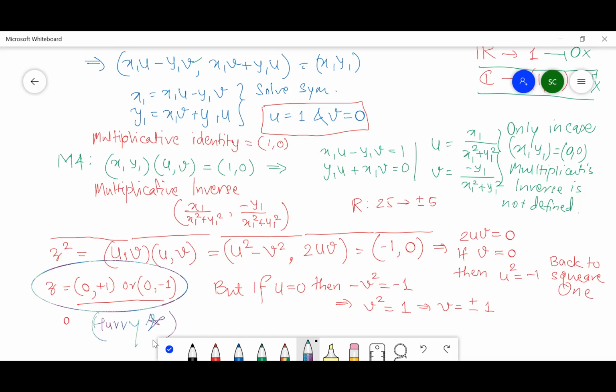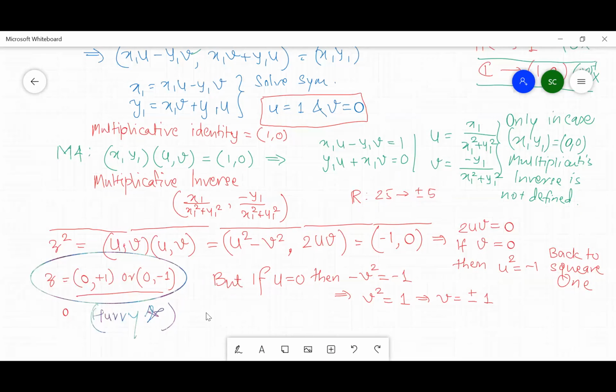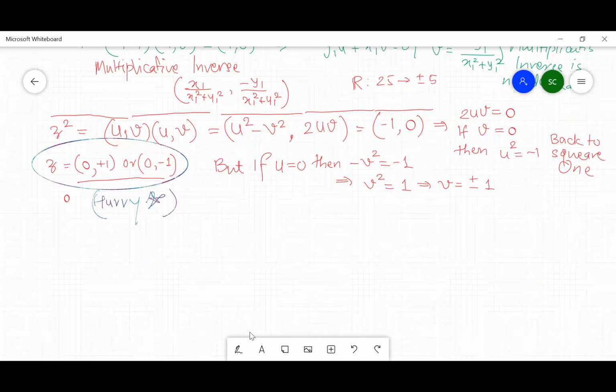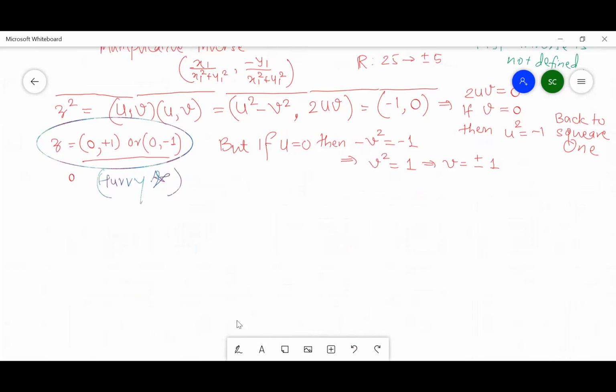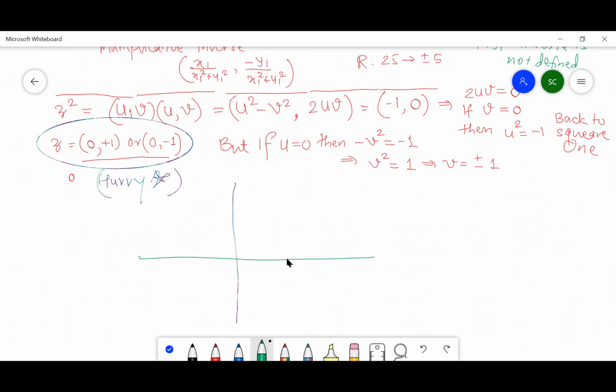So if we square 0, 1 or 0, minus 1, we will end up geometrically... If I want to show you, I don't know whether this sheet will further move up or not. Yes. So geometrically, if you are sitting here, this is 1, 0, this is minus 1, 0, this is 0, 1, and this is 0, minus 1.